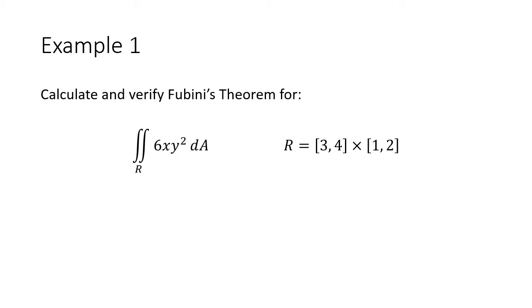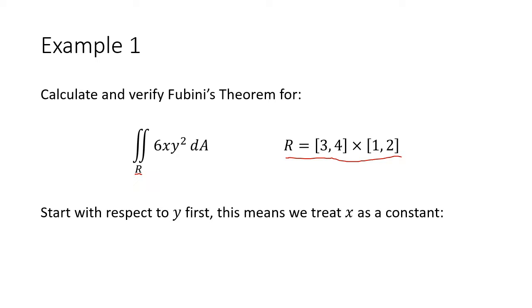So again, this is a typical problem that we would see as we're doing multiple integrals. We're taking the double integral over my rectangle R of 6xy squared dA, and I'm going to separately define what my region R is. So let's start with respect to y. Just like when we did partial derivatives, this means that anything that has an x is really going to be a constant.